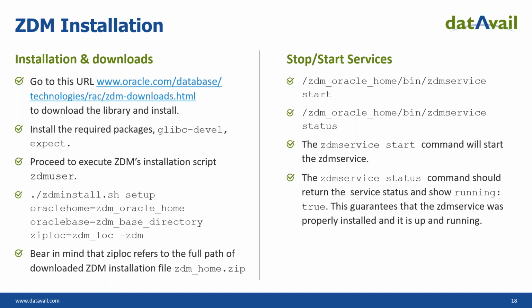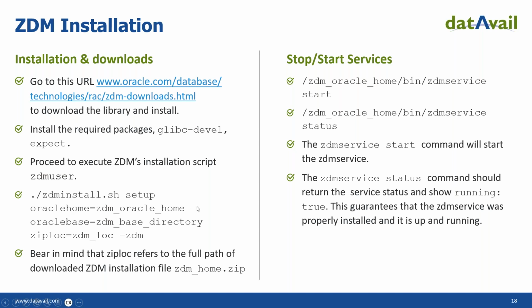Here is the installation process we have. I have shared the link here where we can download the latest JDM software, and the prerequisites we have here. We need to download and install glibc and a few more packages before we configure or install the JDM. And then here is how we can install the JDM.